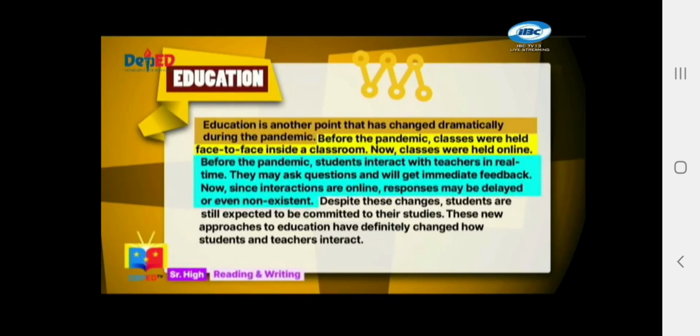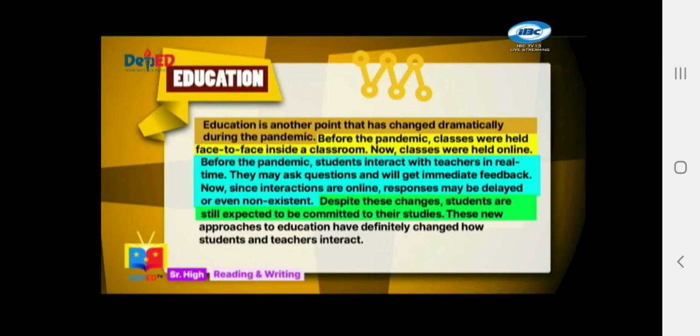Before the pandemic, students interact with teachers in real time. They may ask questions and will get immediate feedback. Now, since interactions are online, responses may be delayed or even non-existent. Let's now add a similarity. Despite these changes, students are still expected to be committed to their studies.